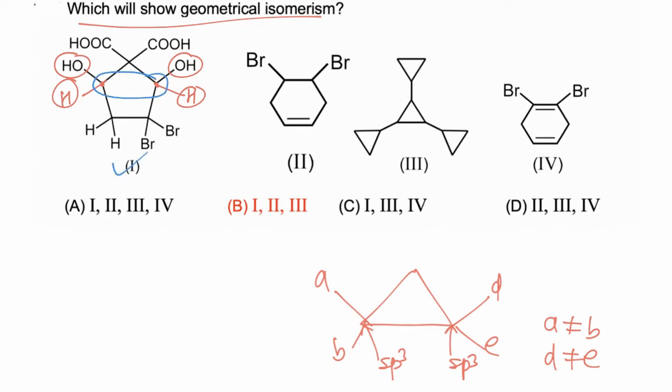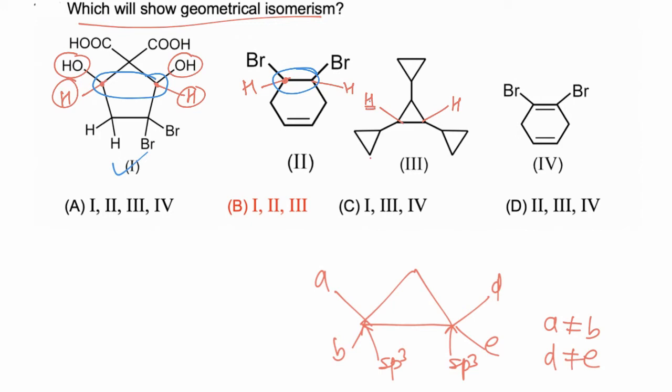Now if we consider the second molecule, this molecule has two atoms which are sp3 hybridized with different units, H and Br. So this molecule will show GI around these two carbons. Now if we consider the third example, in this molecule these two atoms are sp3 hybridized having two different units.